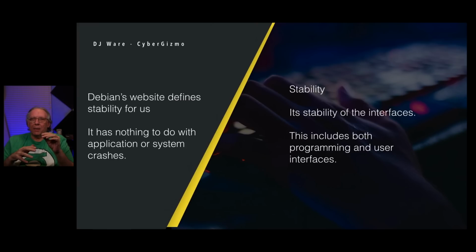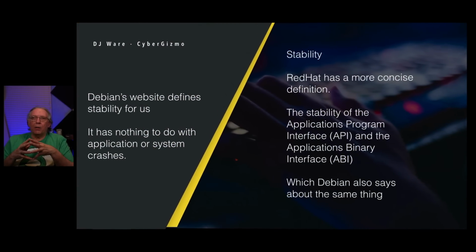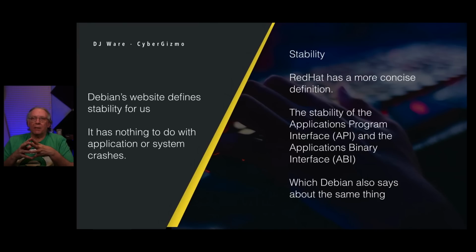As far as Debian, and by the way Red Hat too, the stability is the stability of the interfaces in the system. That includes both programming and user interfaces. You're trying to determine whether those interfaces are changing over time, and you don't want to allow that in a stable release because it can cause program failures. Red Hat has a way more concise definition, but they also subscribe to the stability model too.